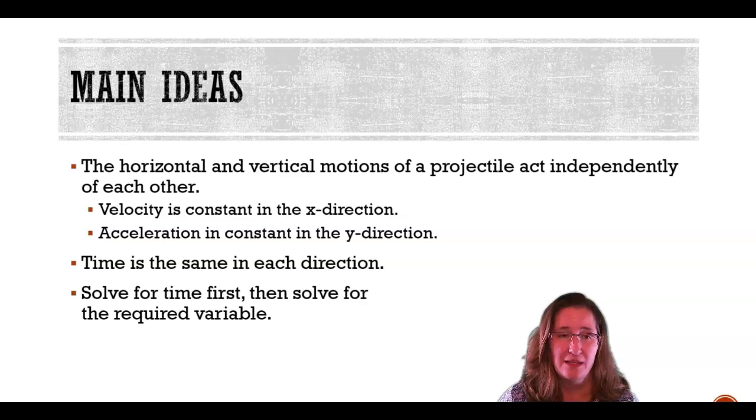Okay, so the main ideas in this one. The biggest thing is to understand that the horizontal and vertical components of a projectile act independently of each other. Velocity is constant in the x direction, acceleration is constant in the y direction. Time is the variable that's going to allow you to go back and forth between those two components. It's the same in each direction. So anytime you're doing a problem like these, you're going to solve for time first and then solve for whatever the required variable is. And that's it for this video.